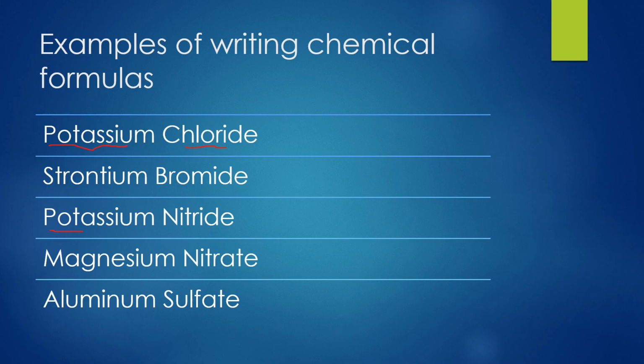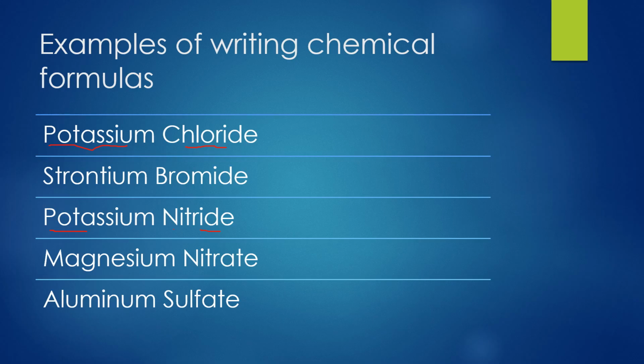Next one, potassium. Potassium is represented by the symbol K. It's an alkali metal, so it will have a +1 charge. Nitride, since it has that IDE ending, we know it's just a nonmetal on the periodic table, and it's actually nitrogen. So nitrogen becomes nitride, and nitrogen likes to form a -3 charge.